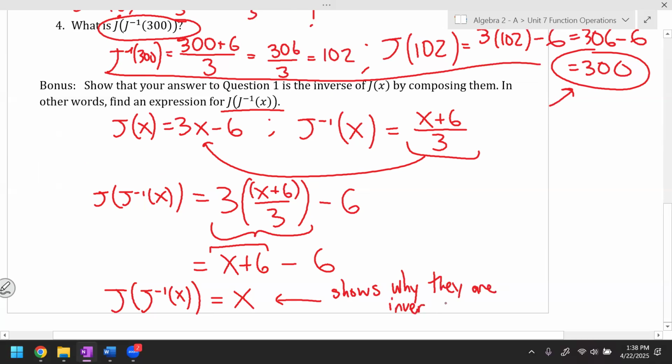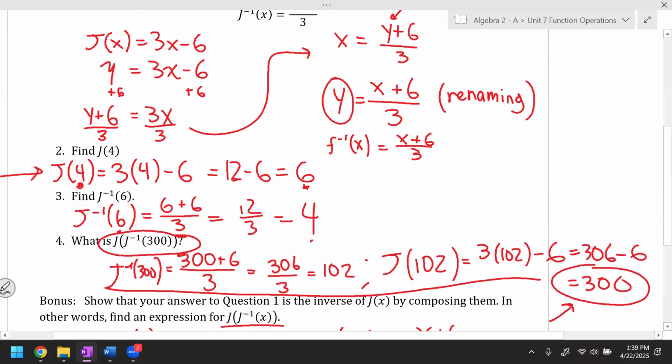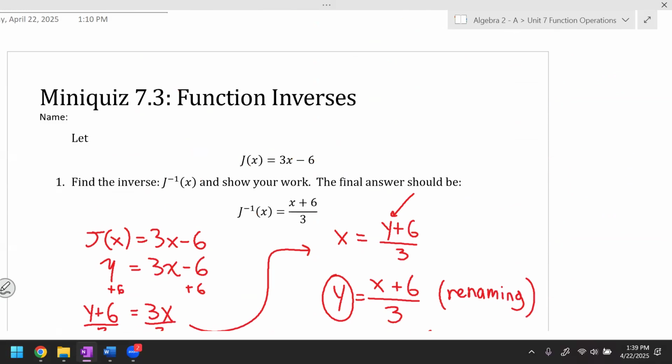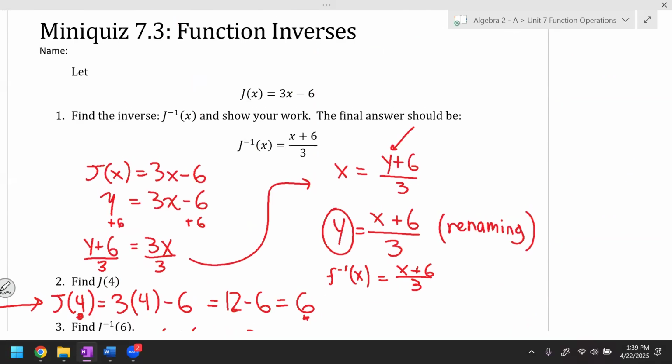Why these two functions are inverses. Because j inverse did something to x here, but then regular j just changed it back. And all of this ended up doing nothing to x. Okay? And that's what inverse means. Okay? So all this is to say that inverses switch outputs and inputs. The inputs become the outputs, and the outputs become the inputs.